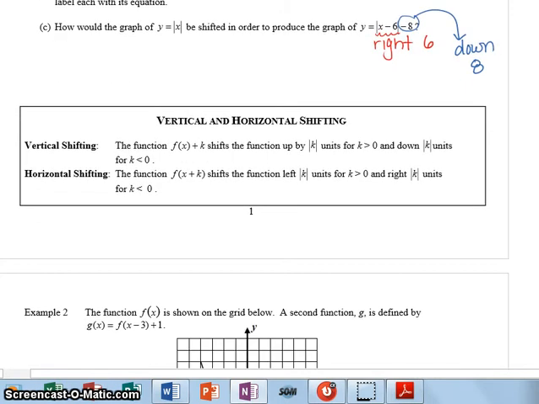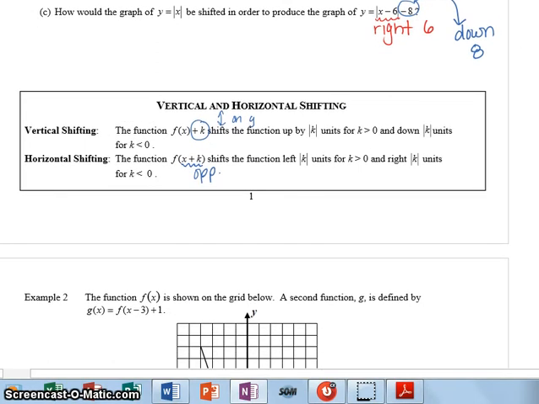All right, so we're just kind of talking about this here. Again, this is your shift on y. That's your up and down, that's on your y. The one that's always inside moves it left or right, and it's always the opposite direction, okay?